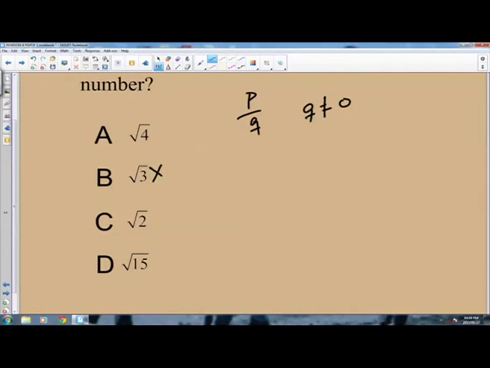Square root of 2 is also irrational. And then square root of 15. 15 is not a square number. Therefore, the square root of 15 is also irrational.